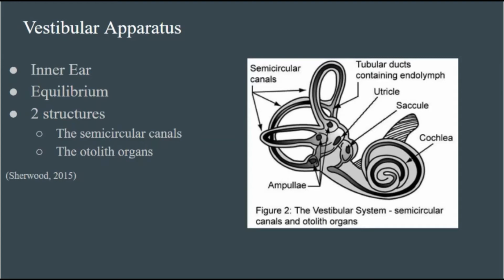So to the right, we have a picture of the vestibular system. We have our semicircular canals. If you look at my mouse, there's 3 canals, 1, 2, and 3. And then the otolith organs. So the otolith organs consist of the utricle and the saccule. So these 2 organs right here.